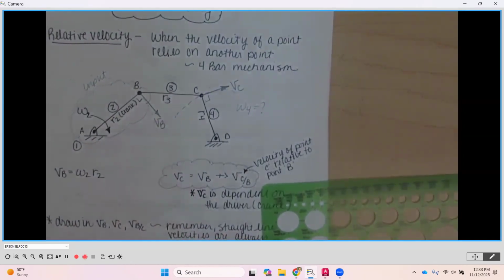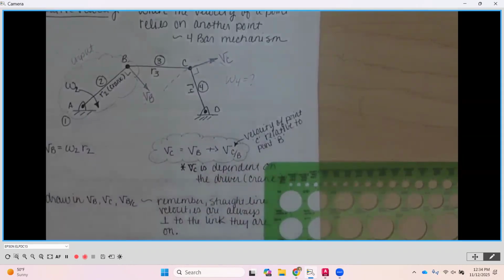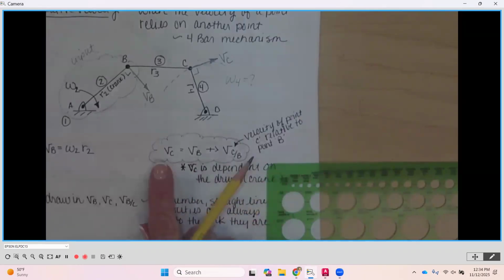Now, the other vector we have here in this equation is C relative to B, or unknown relative to the known. You could have different variables here at times, but we're going to see these come up over and over because we're going to be dealing with our three bar mechanisms, and we're going to be lettering and labeling them how we've been doing up until this point in the class. So these will be very common variables that we'll be using.